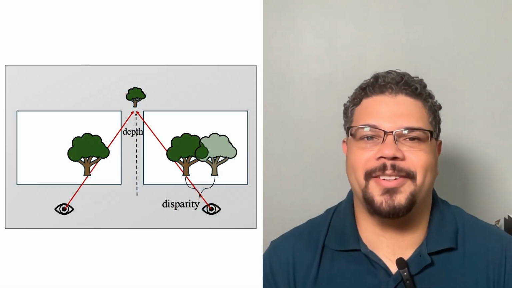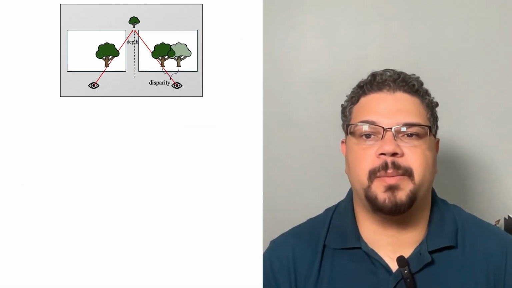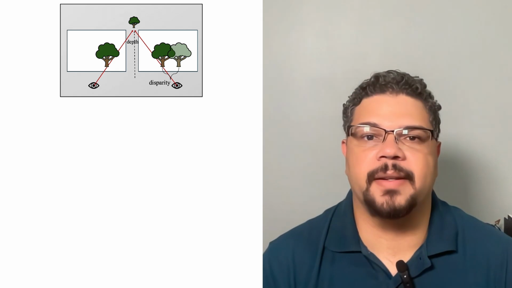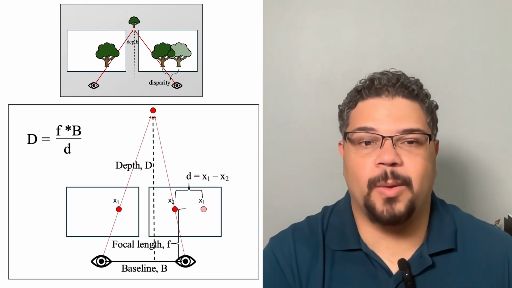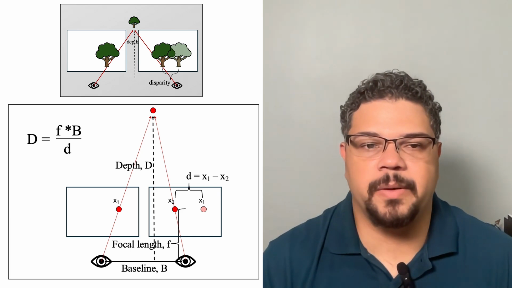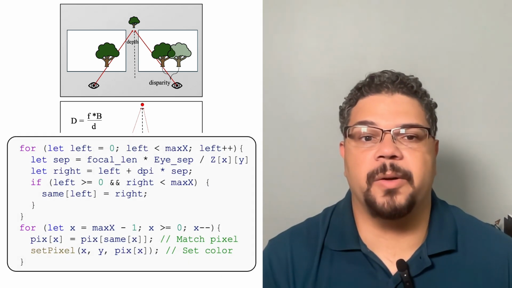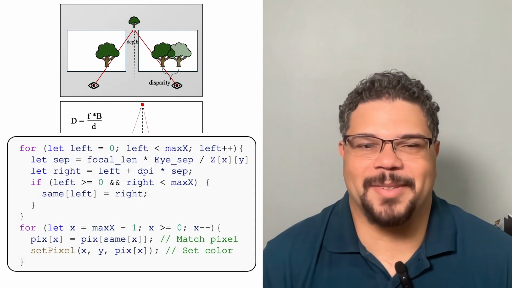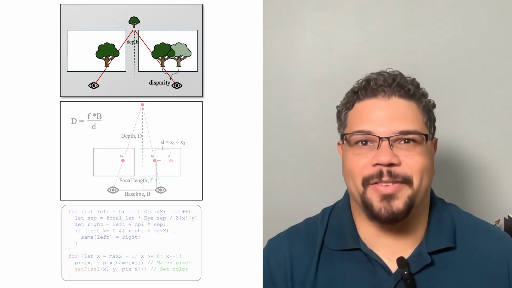First, we're going to look at the underlying geometry of having multiple 2D views of a 3D object. Then we'll derive the critical equation connecting the depth to the difference in images between each view. And finally, we'll write some code to generate our own 3D stereograms. Let's start with the geometry of 3D.